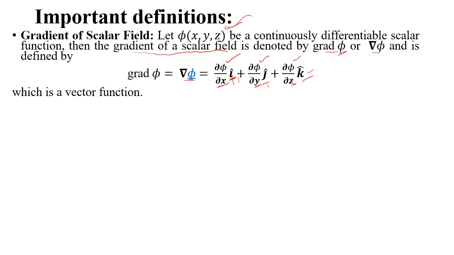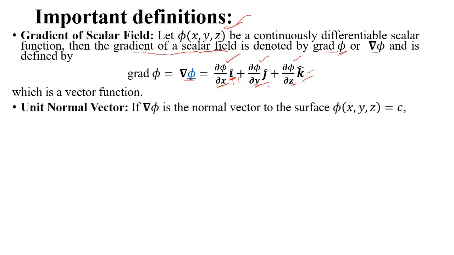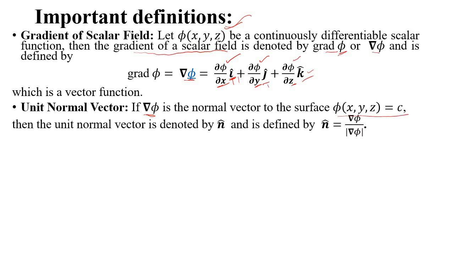Now using this gradient of a scalar, we are going to define three more basic definitions. One is the unit normal vector. So what is this? Gradient of a scalar is the normal vector to the surface phi of x, y, z equal to c. Then the unit normal vector is denoted by n cap. This is the notation for the unit normal vector, and it is defined by the gradient of a scalar divided by its magnitude. The unit normal vector of a given surface is nothing but the ratio of the gradient of a scalar to its magnitude. This is the unit normal vector.